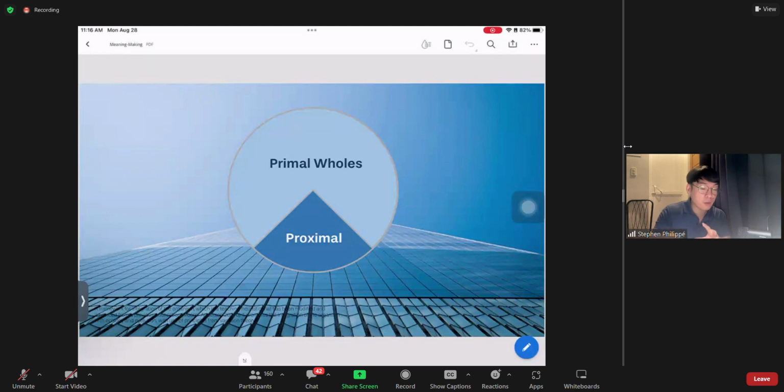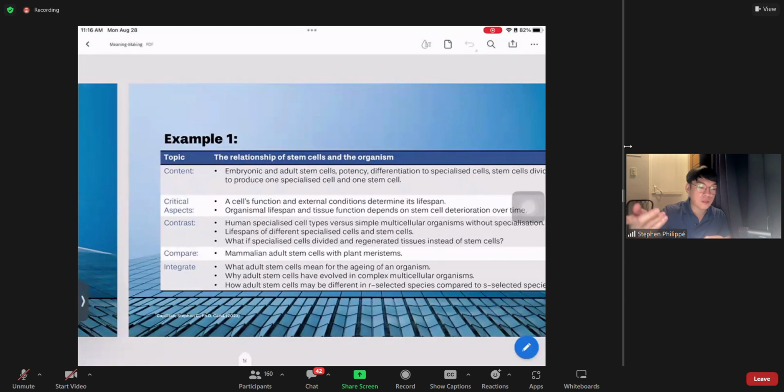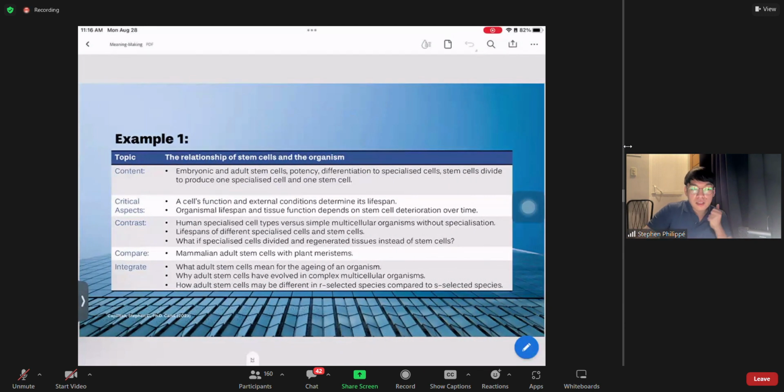Or let's say, for example, the primal whole is the cardiovascular system. The proximal wholes are the blood vessels, veins and arteries. And you can make use of these terms as you further progress with your lesson. So this one is an example.